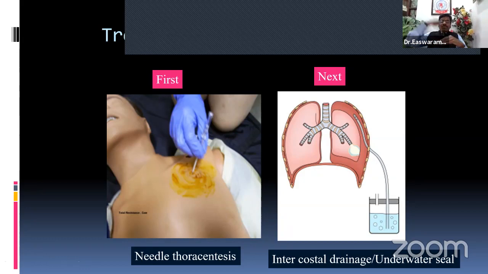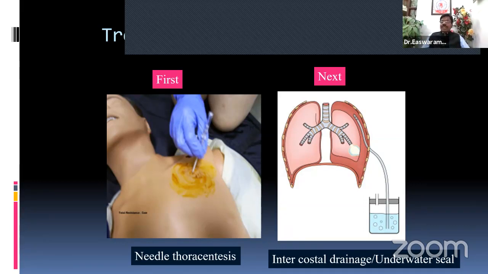How will you know? As soon as you put in the needle and take that needle out, you will see a hissing sound coming. That pent-up, collected air will come out under pressure with a hissing noise. And that is the first thing you do. That is called a needle thoracentesis. Where you do it, how you do it, what you need for this is a venflon, a broad, big, gray venflon.